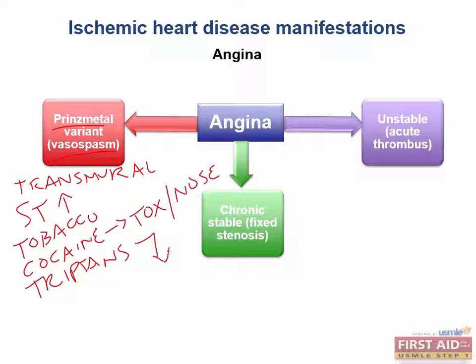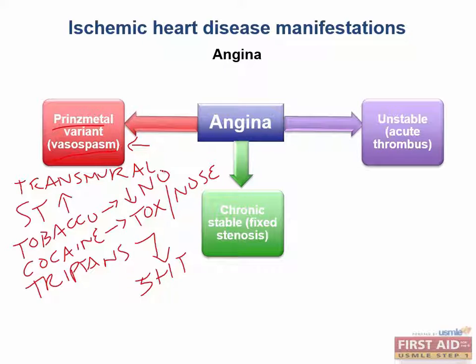Now, triptans are serotonin agonists, and this causes vasoconstriction of meningeal vessels in order to treat migraines. But if you do this in the coronary artery, triptans can induce vasospasm. Now, tobacco smoke is just terrible. It has toxins that directly inhibit endothelial cells from producing nitric oxide. So with less nitric oxide, this means we're going to get vasoconstriction and potentially vasospasm.